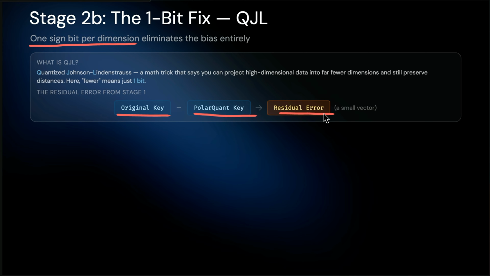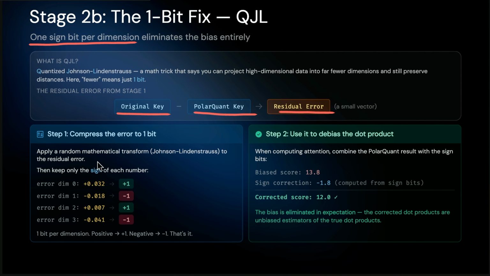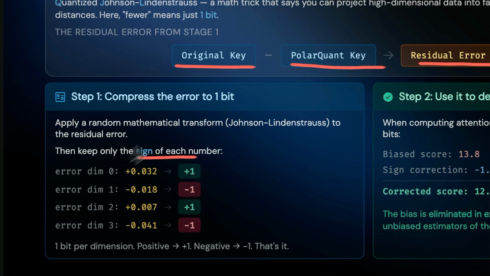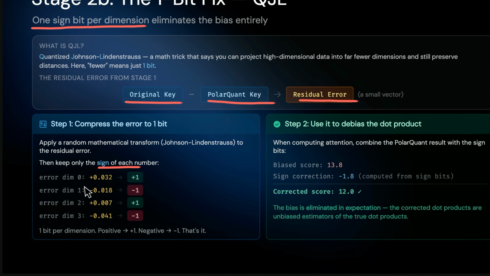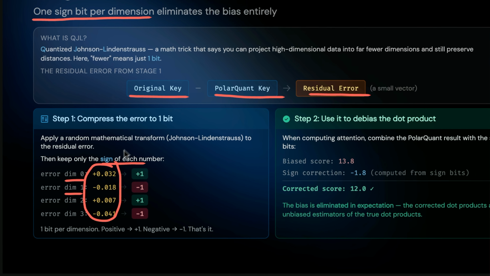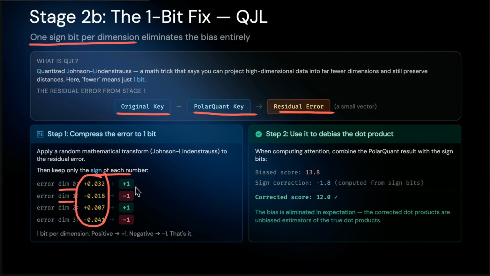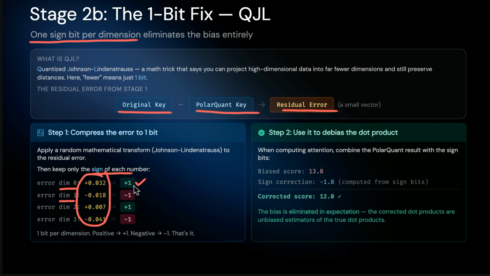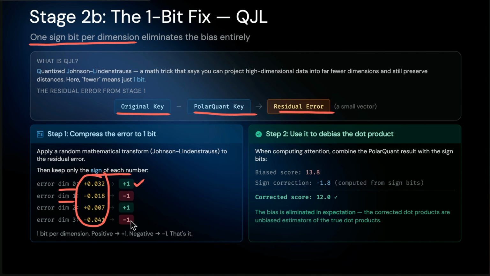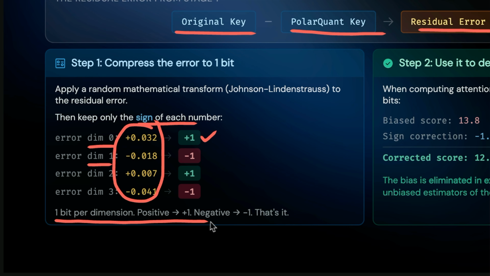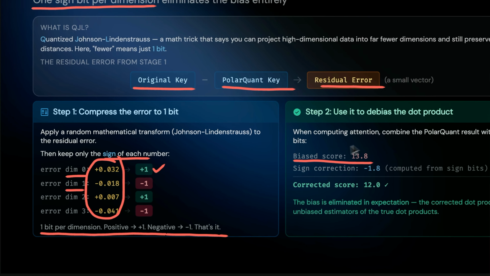And how do we store this residual? What we do is we keep only the sign of each number. Let's say once we compute the residual of dimension 0, dimension 1, 2, 3, this is our residual, 0.032 and all these things, right? Now what do we store? We store only the sign of each number, right? Plus 1, minus 1, plus 1, minus 1, that's all. So we only store one bit per dimension, that is positive or negative, that's it.